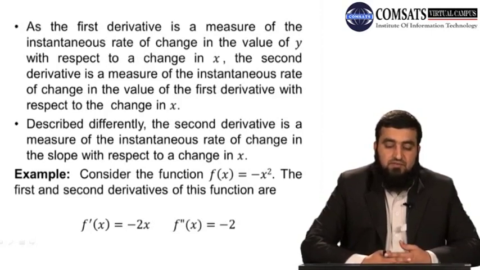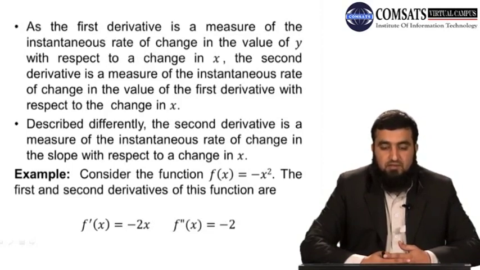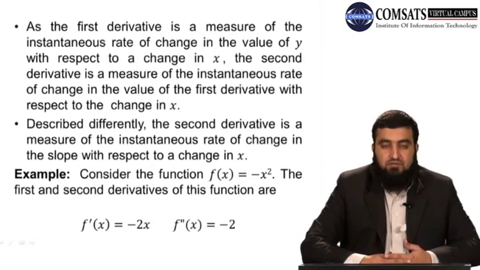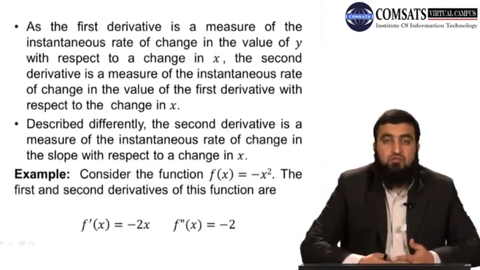So described differently, the second derivative is a measure of the instantaneous rate of change in the slope with respect to a change in x. As we know that slope is the first derivative, it means that the second derivative calculates the rate of change of the slope.